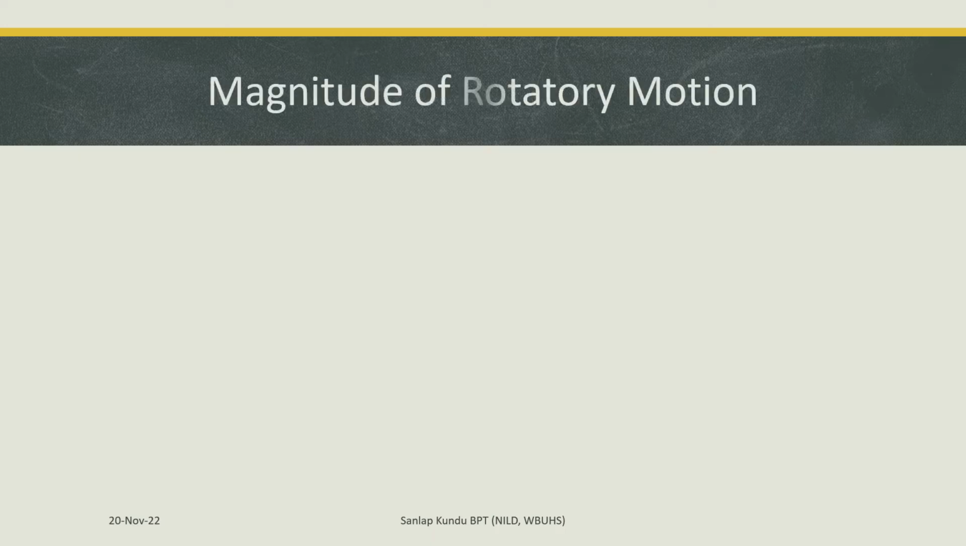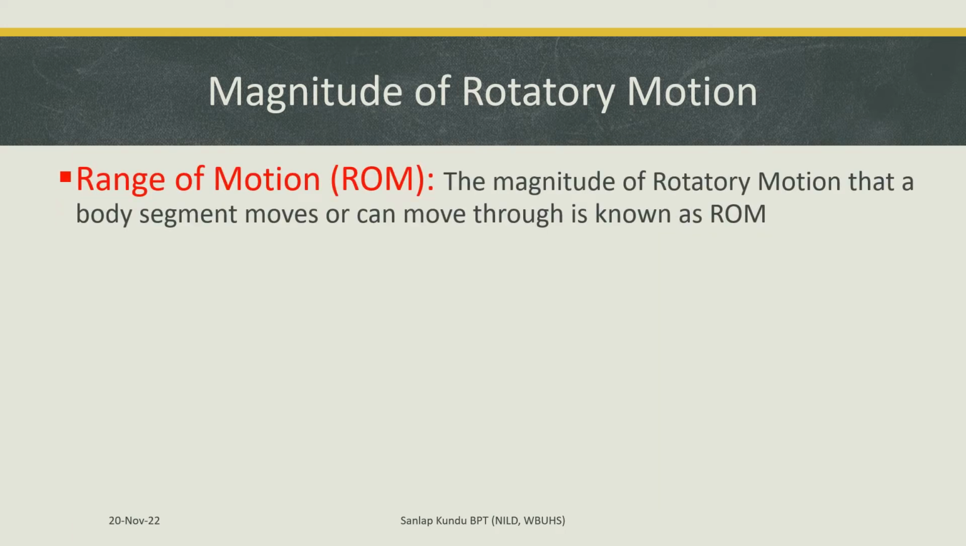So as I already told you, there are two basic motions, rotatory and translatory. So first we will talk about the magnitude of rotatory motion. When we say this, the first thing that comes into our mind is the range of motion that we measure in our department. So range of motion is nothing but the magnitude of rotatory motion that a body segment moves or can move through. Now moves means active range of motion, or can move through means passive range of motion.